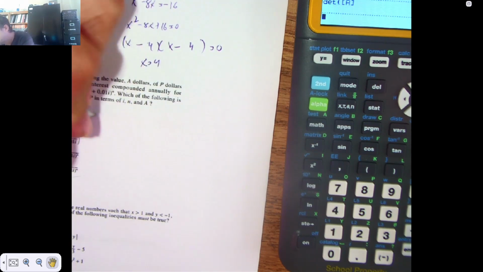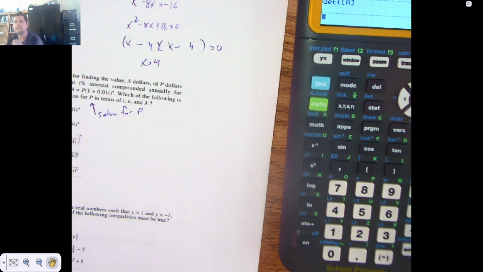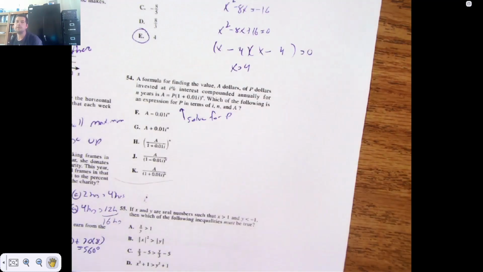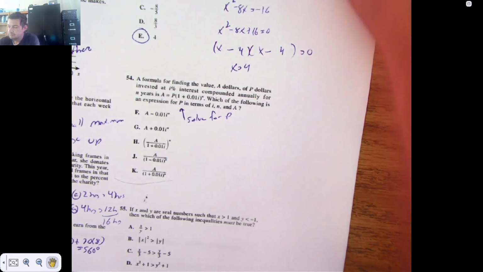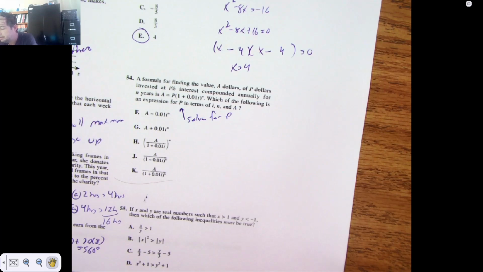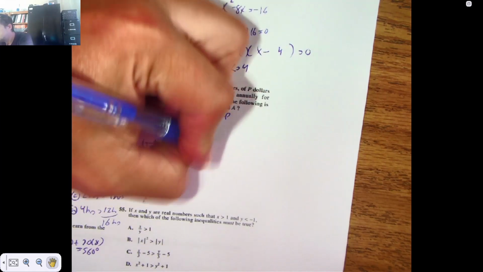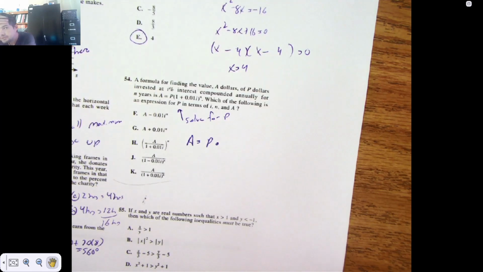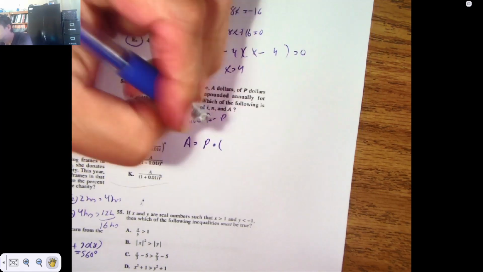What they're doing is they're saying solve for P. This is a ridiculously easy question to be this far in on the ACT. Just solve it for P. That's all you do. And I'm going to write it down so I can show you the understood symbolism between P and that parentheses.